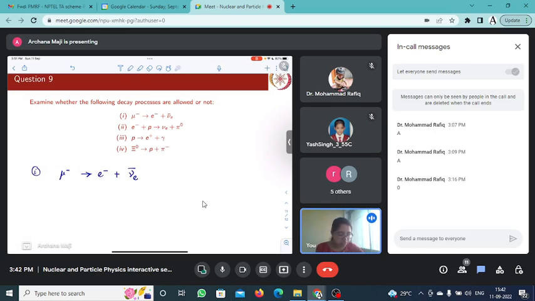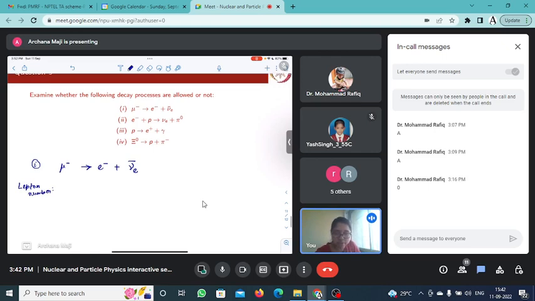So we know mass of mu minus is greater than the mass of electron, and this has 0 mass. So mu minus, for energetic reasons it is allowed. But what else do you need to check whether it is allowed or not? Lepton number, you want to check. Okay, so what is the lepton number for mu minus?